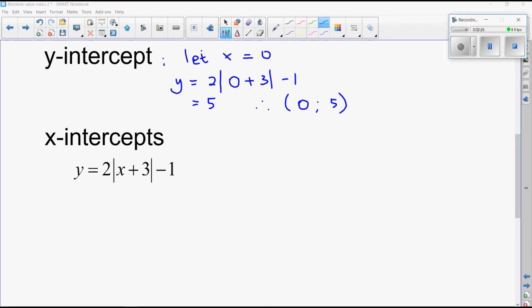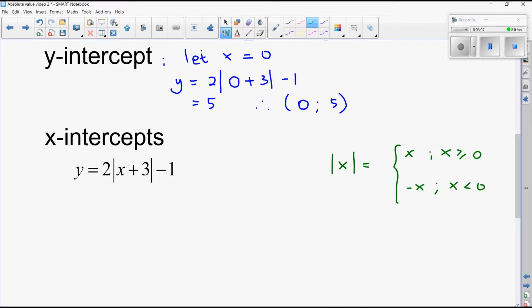The next thing we're going to do is find the equations of the two arms, and then we find the x-intercepts. But you could directly find the x-intercepts by letting y equal 0 and then solving the equation. So I'm going to find the equations of the two arms using the definition of an absolute value. The definition says that the absolute value of x will equal x if x is greater than or equal to 0, and equals minus x if x is less than 0.